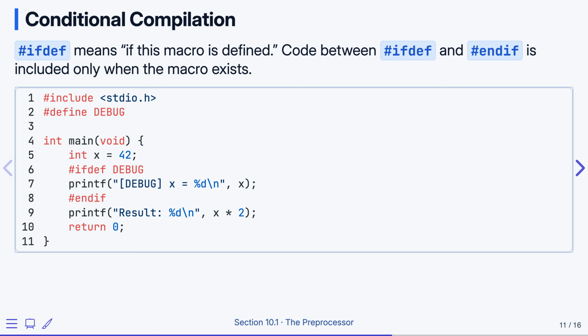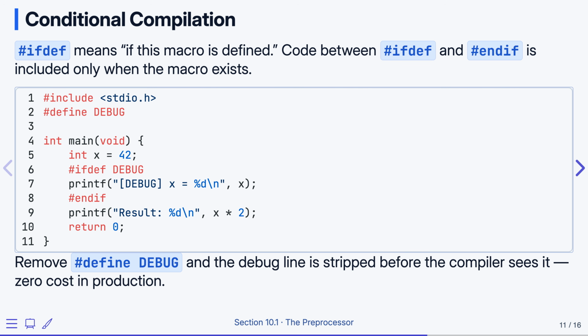Sometimes you want code to exist only under certain conditions. Debug output that disappears in production, or code that differs by platform. That is what conditional compilation is for. #ifdef means if this macro is defined. The code between #ifdef and #endif is included only when the macro exists. Here, DEBUG is defined, so the debug printf is included.